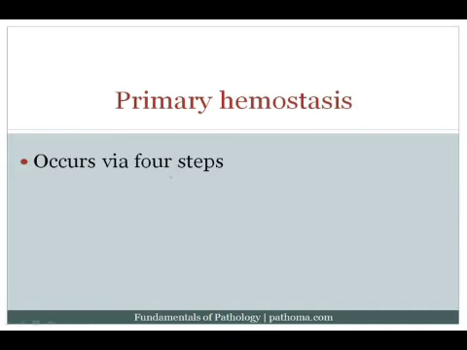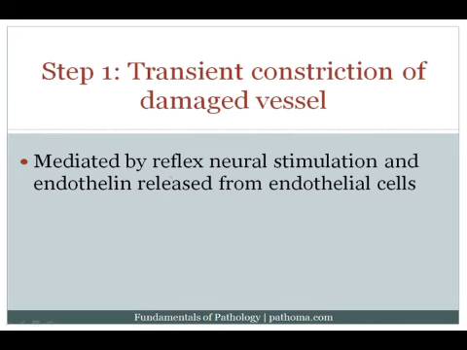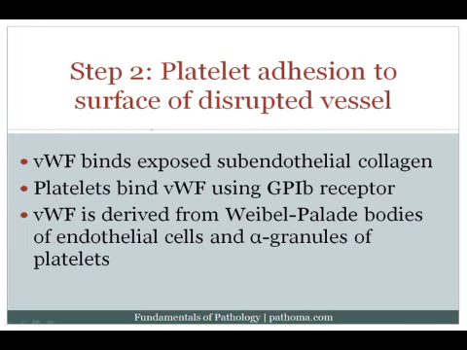So I say that primary hemostasis occurs via 4 steps. In the very first step, we get transient vasoconstriction of the damaged vessel. This is mediated by reflex neural stimulation and endothelin, which comes from the endothelial cells. Step 2, you get the platelet adhesion to the surface of the disrupted vessels. And again, von Willebrand's factor will bind that subendothelial collagen. The platelets will bind that using GP1B.